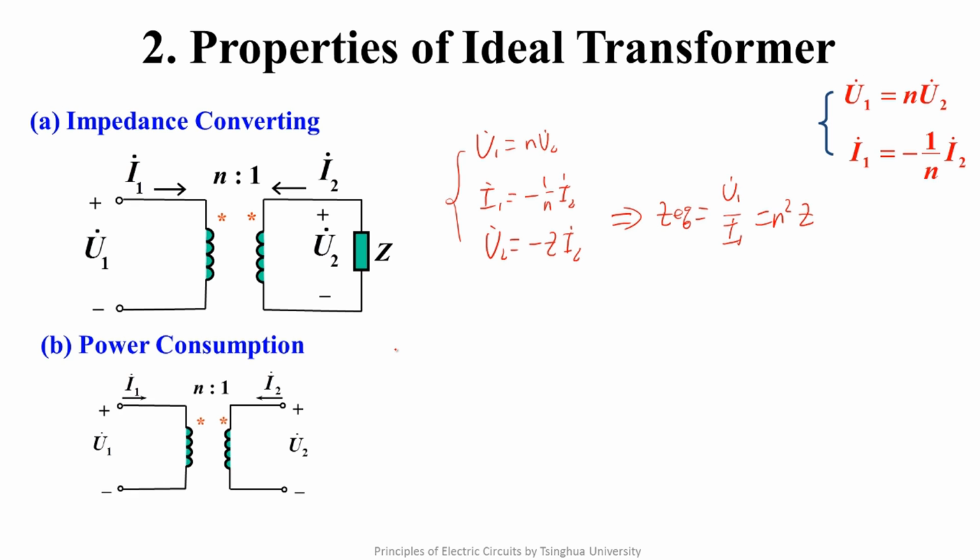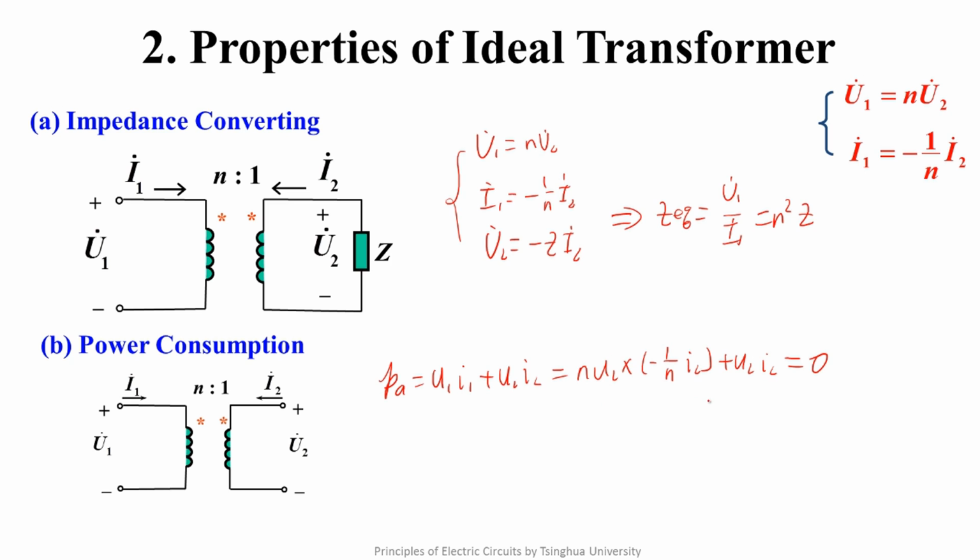Next, we discuss the power consumption of the ideal transformer. Here we discuss the instantaneous power absorbed by the transformer. Seen from port 1, the voltage and the current are associated reference directions. So does port 2. So the instantaneous power absorbed by the transformer is. We substitute the relationship between the voltage and the current of the transformer we have. What does it mean? For an ideal transformer, the instantaneous power absorbed is 0.